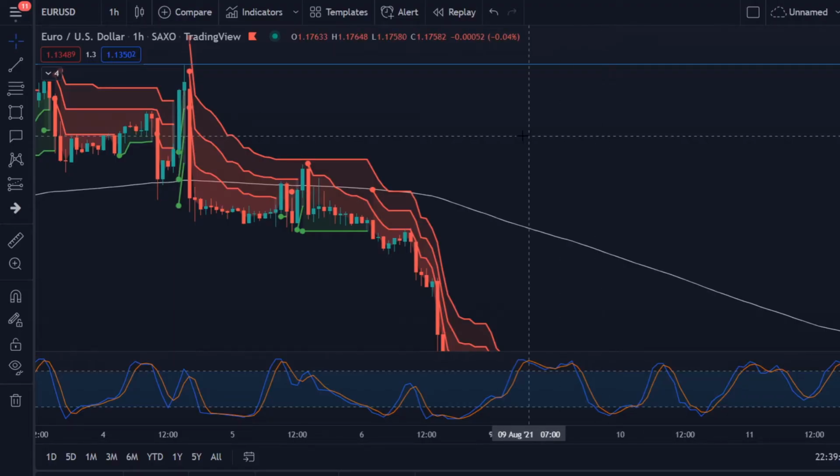Alright, I'm looking at the Euro USD chart, and this strategy can also be applied on crypto charts and also stock charts.